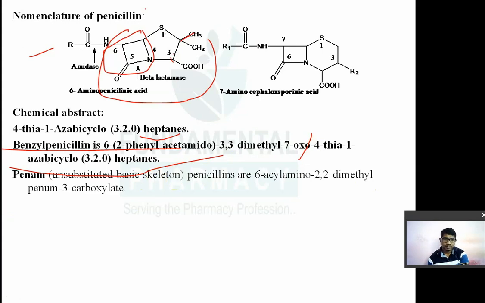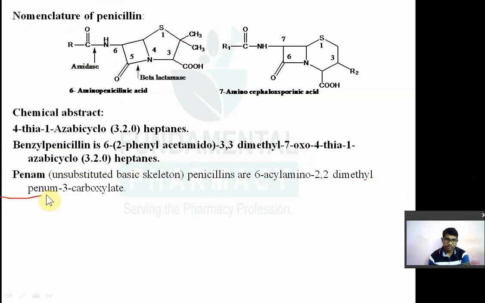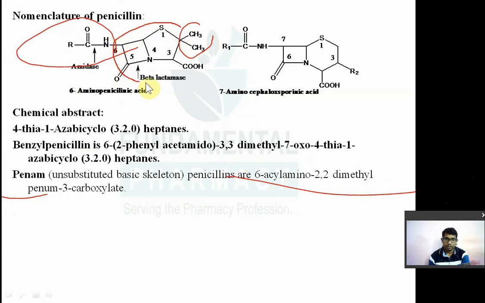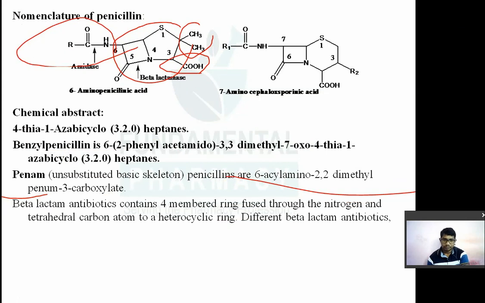Now what is meant by penam ring? Penam is the unsubstituted basic skeleton. Penicillins are 6-acylamino-2,2-dimethylpenam-3-carboxylate. Here it is 6-acylamino. The whole ring we call penam, with the 3-carboxylate. So that is the ring, the penam ring present in the penicillins.